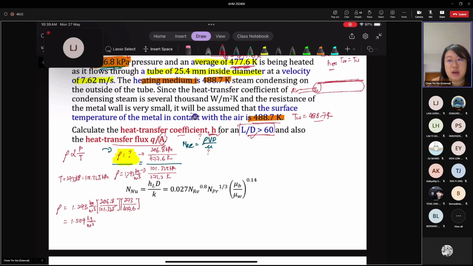Is it okay so far for this density part? Any questions so far on solving this density at another temperature and pressure?